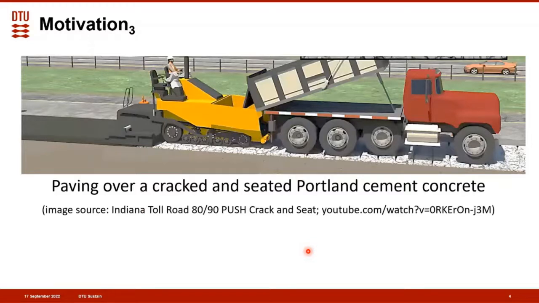Another case where fragmented layers may appear is when we have fractured slab technologies. For example, here where you have a fractured slab overlaid with a continuous new asphalt concrete layer.